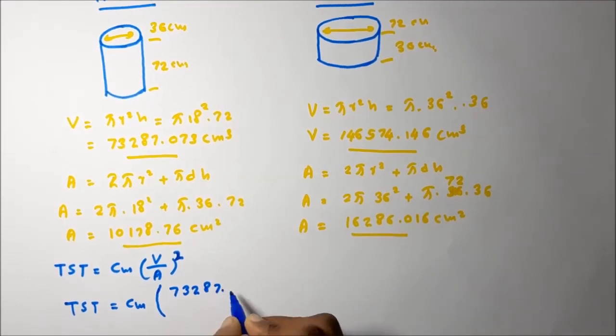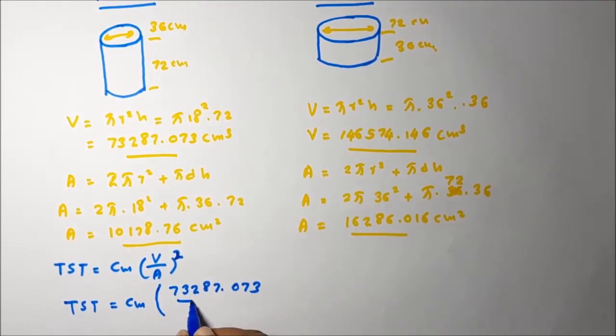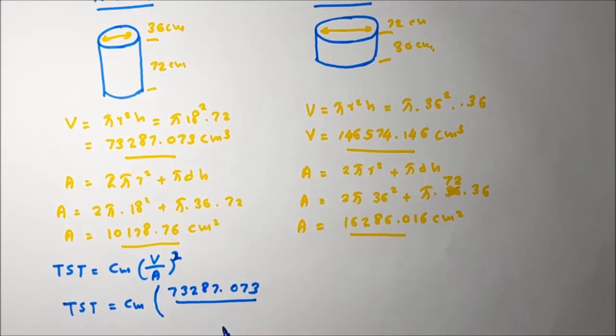What is the total volume? It's 73,287.073 divided by A, the total surface area, 10,178.76, into square. Okay, total solidification time equals CM, and if you simplify this value, you are getting 51.84. This is equation 1.